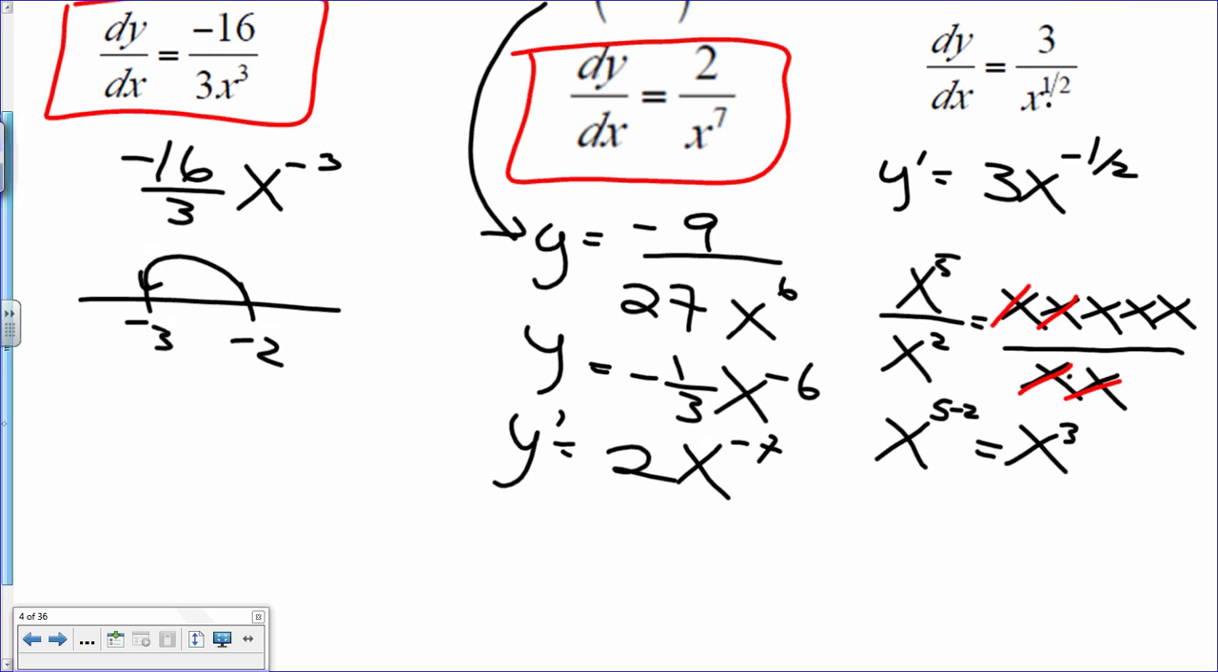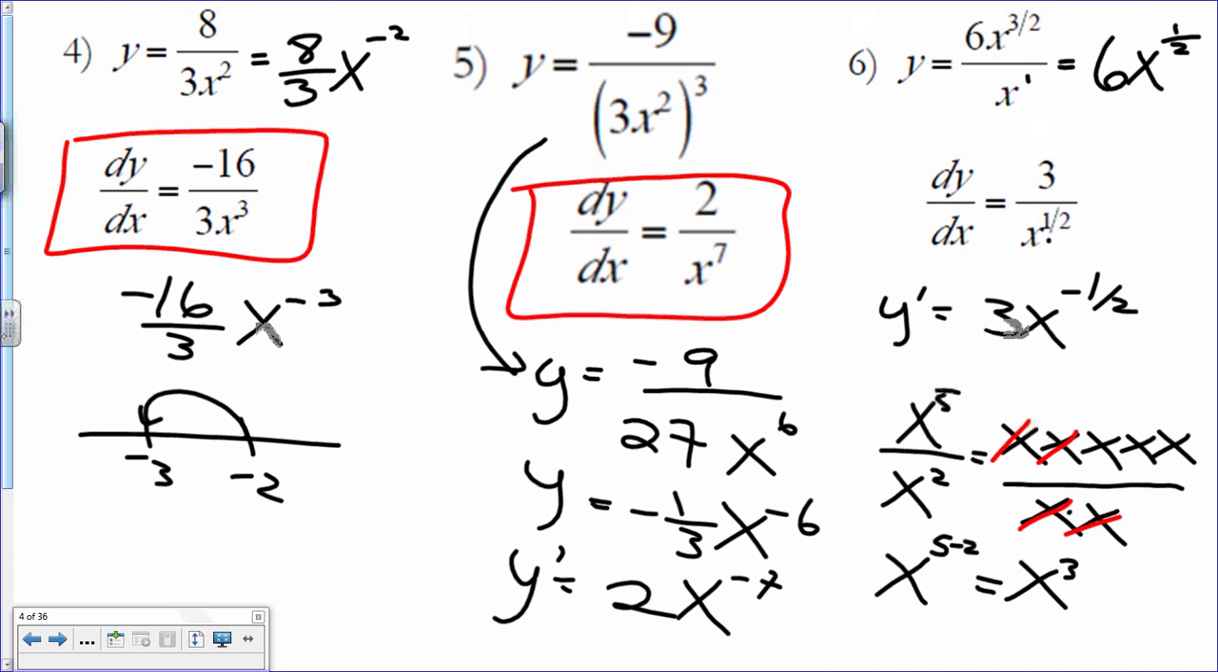Okay, number 6. Oh, this is something. So this is what you were talking about that you didn't like. When you have a quotient, I didn't teach you, the video didn't teach you how to find the derivative of a quotient yet. So what you have to do is simplify this. When you have x to the 3/2 over x, that's x to the half.